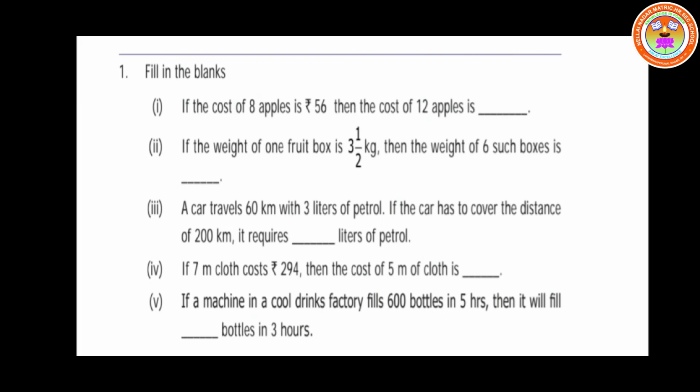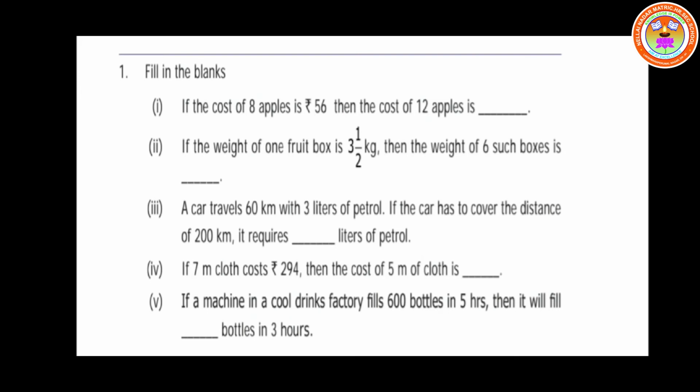Please observe the question carefully. If the cost of 8 apples is rupees 56, then the cost of 12 apples. Already I explained this type. 8 apples is 56 means then you have to find, what you have to find? Cost of 1 apple. So 56 divided by 8. How many times you'll get in 8 table 56? 7 times. So now the cost of 1 apple is rupees 7. What is the question now given? Cost of 12 apples. So your answer is 12 into 7. Your answer is rupees 84.